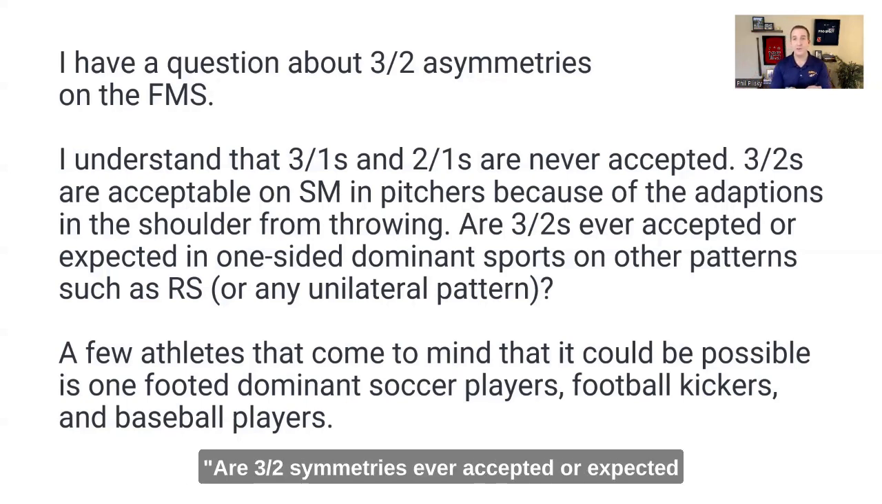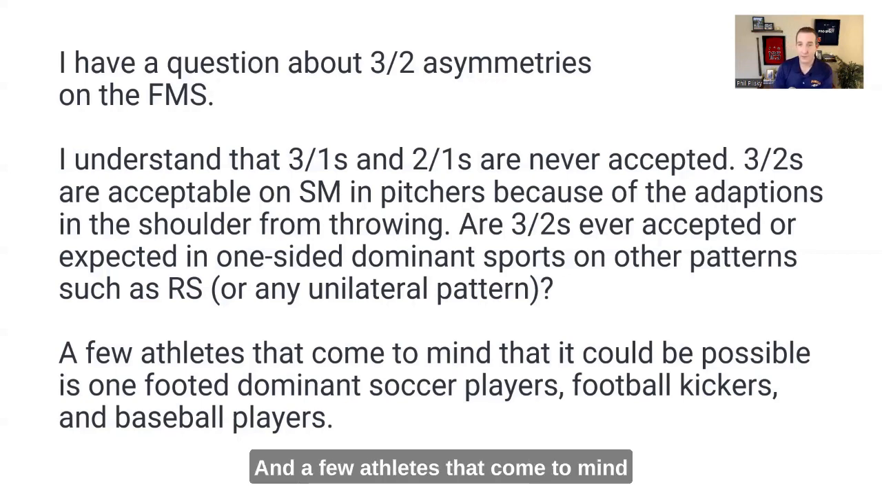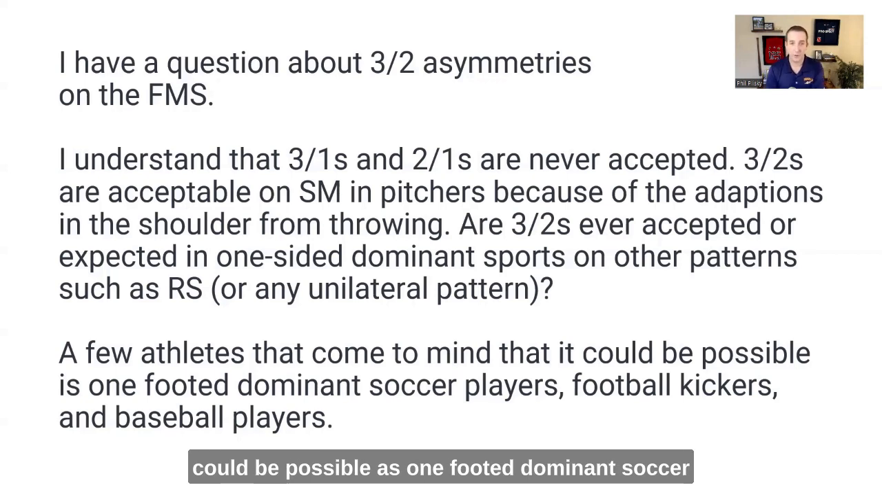Are 3-2 asymmetries ever accepted or expected in one-sided dominant sports on other patterns such as rotary stability or any unilateral pattern? A few athletes that come to mind could be one-footed dominant soccer players, football kickers, and baseball players. All right, so let's go with this. This is a great question.